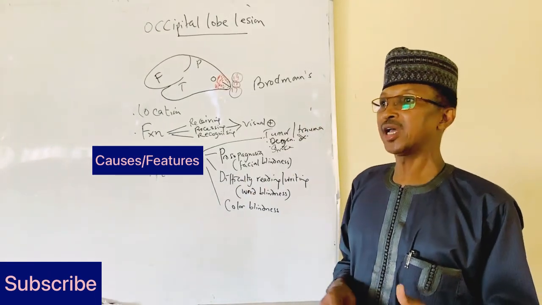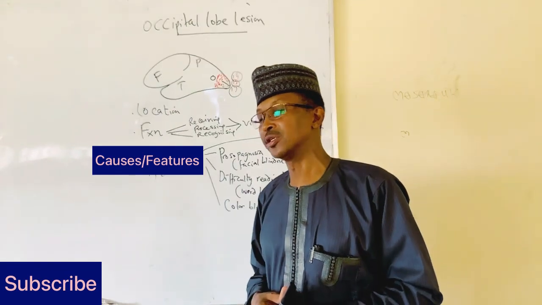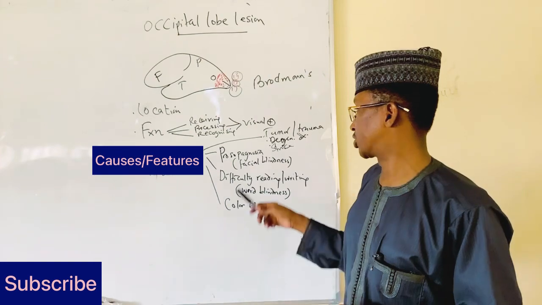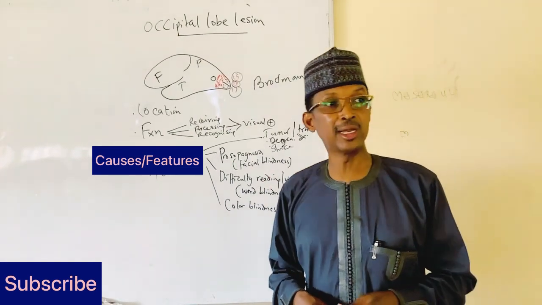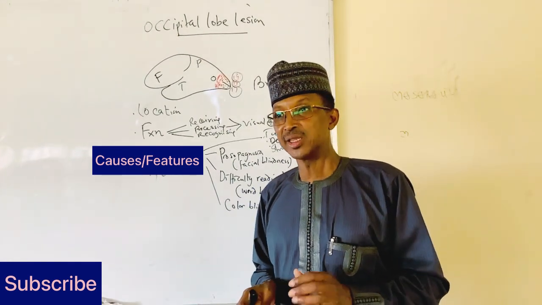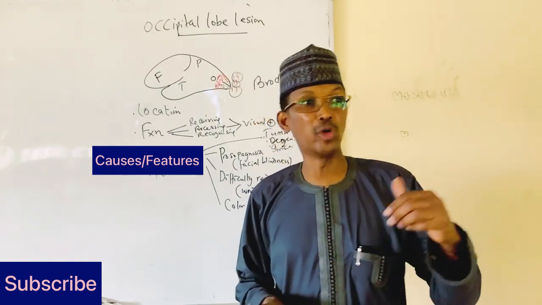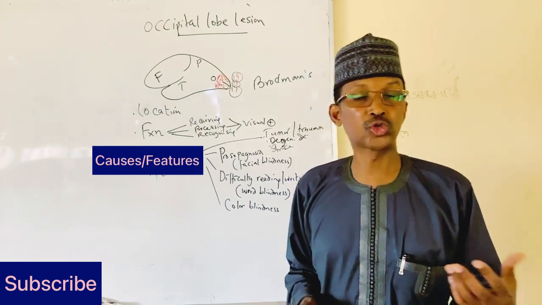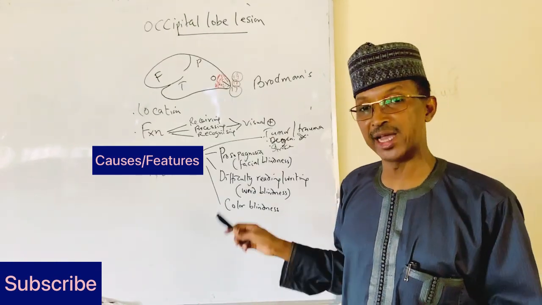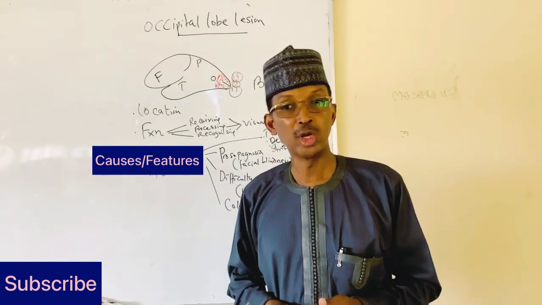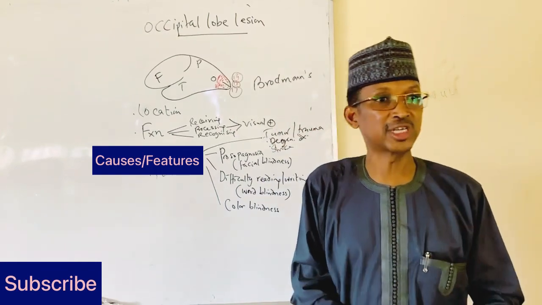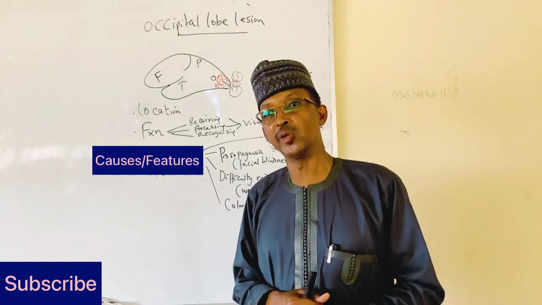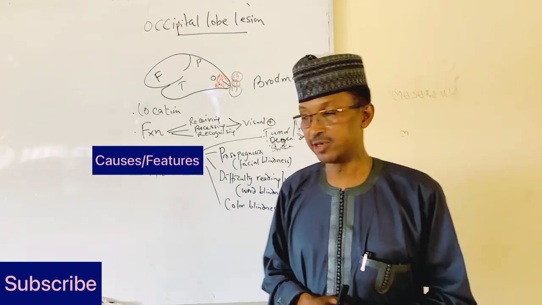The features of an occipital lobe lesion have to do with what we call facial blindness. That means you see things that you have known before, but you are not able to recognize them. That is what we call prosopagnosia, the one I mentioned in the temporal lobe. So you can have this facial blindness in both temporal and occipital lobe lesions.